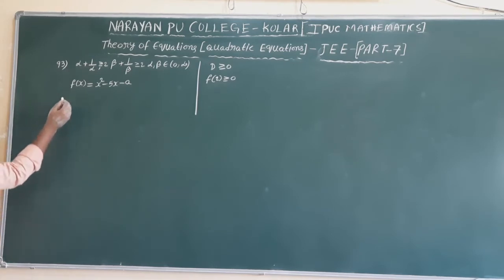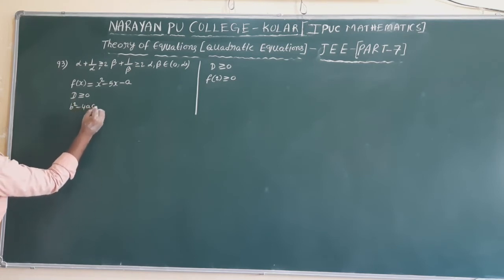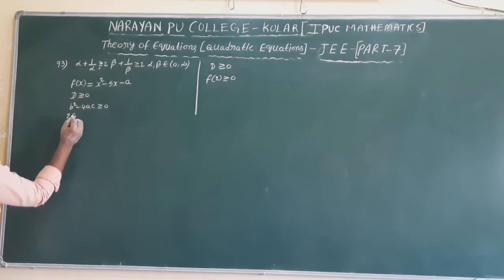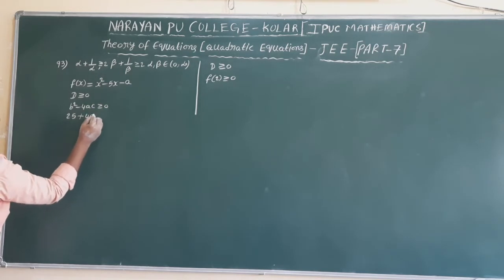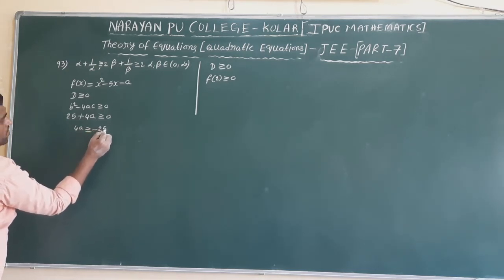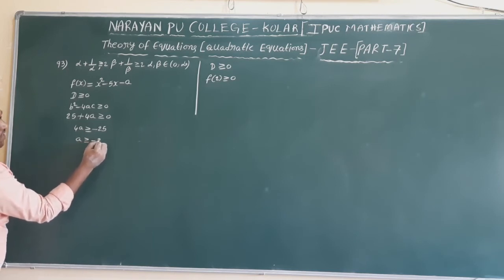Next, calculate the discriminant here. Discriminant is greater than or equal to 0. B square minus 4ac is greater than or equal to 0. 25 minus 4 into minus a, plus 4a is greater than or equal to 0. 4a is greater than or equal to minus 25. So a is greater than or equal to minus 25 by 4.